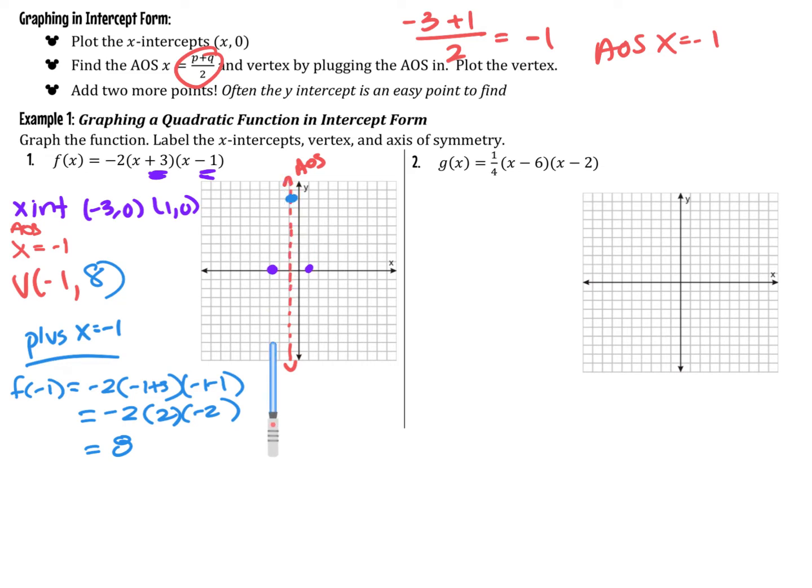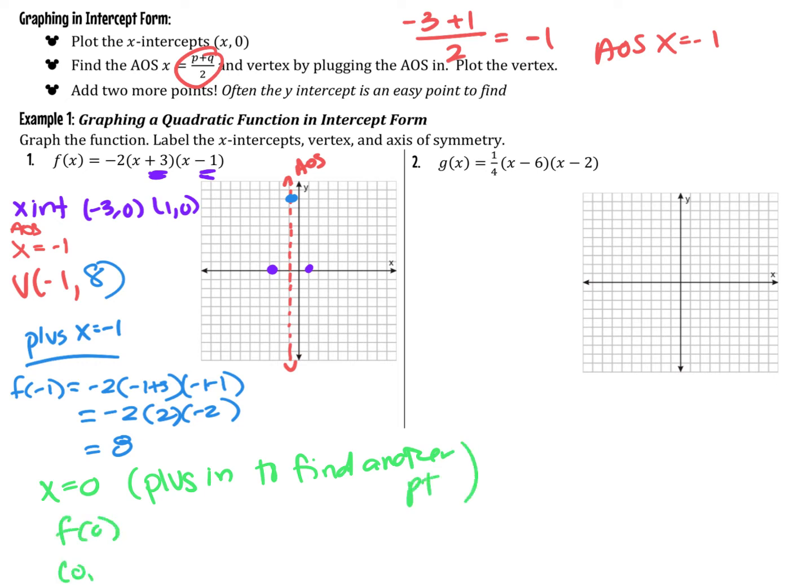Now, I would like you to have 5 points on your graph if it fits. So we either need to plug in this number, -2, or this number, 0, or maybe a number out here. So I'm going to pick my favorite number. My all-time favorite number to plug in when I can is x equals 0. And I want to plug this in to find one more point. So if I plug in 0, I'm going to get -2 times 3 times -1, which is going to be +6. So now I have the point 0, 6.